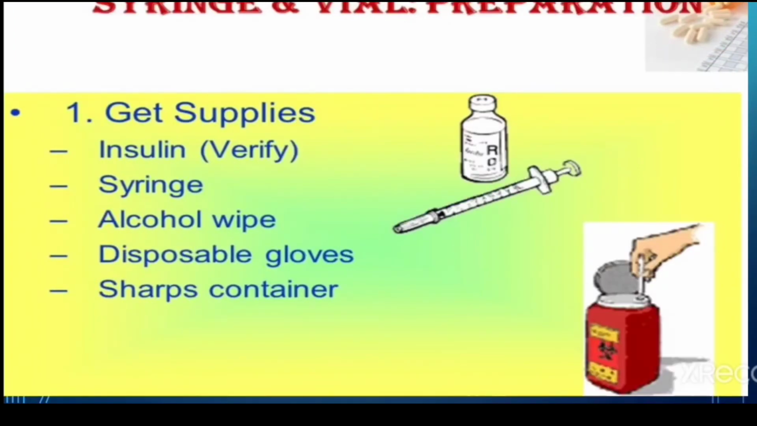Syringe and vial preparation. Get supplies: insulin, syringes, alcohol wipe, disposable gloves and a sharps container.